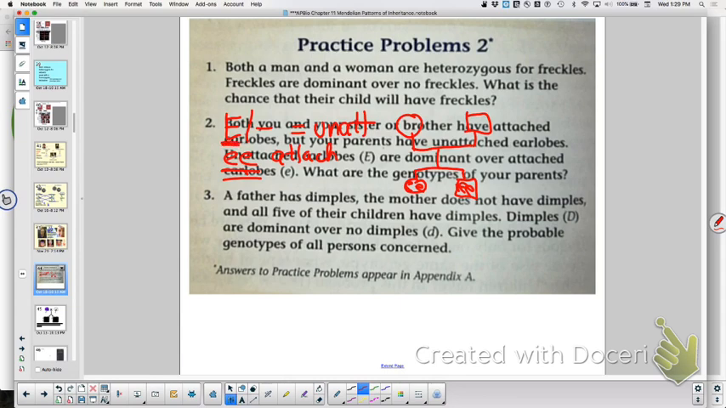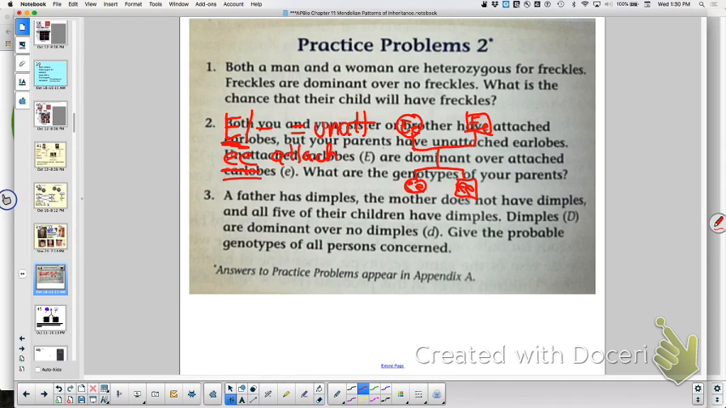To be unattached, you have to at least have what? One big E. But since they had attached children, they each have to be a carrier for a little e. Okay, check with BioBuddy. Did they get that one right?